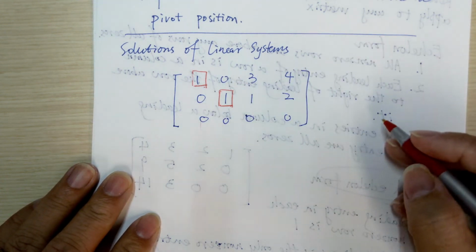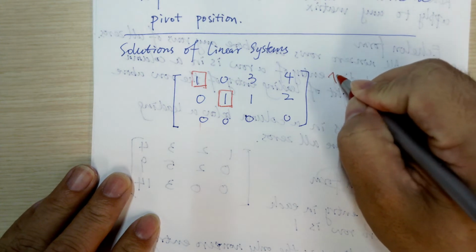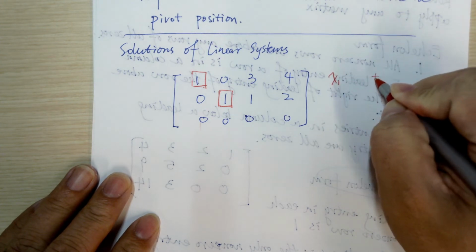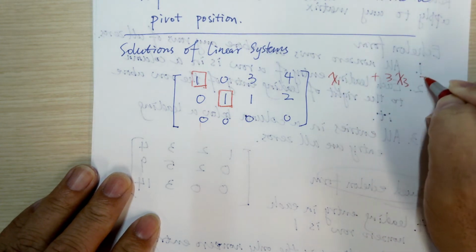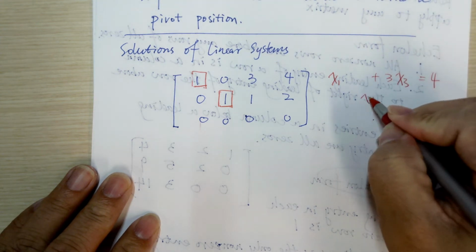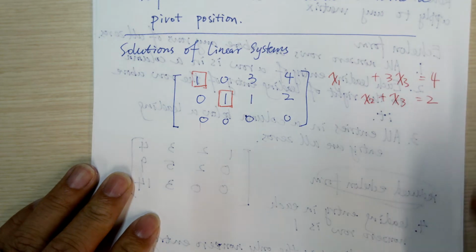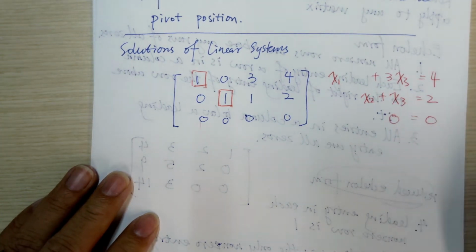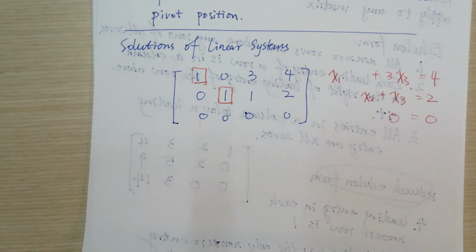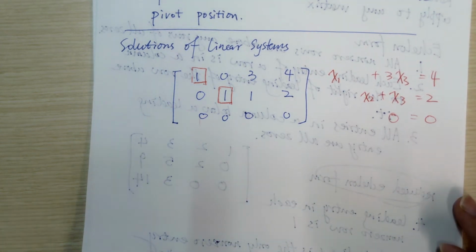So if you write it down as the corresponding equations, x1 plus 3x3 equals 4. x2 plus x3 equals 2. Okay. Of course, 0 equals 0. That's it. So how do we interpret the solution of this linear system?